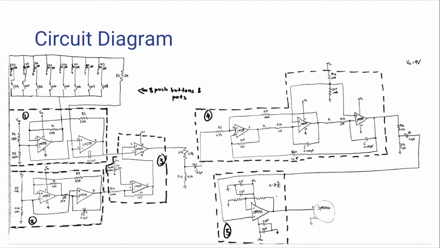Here's the main circuit diagram. In number 1, we have the audio tone oscillator. Number 2, low frequency oscillator. Number 3, the PWM. Number 4, low pass filter. And number 5, the amplifier, which later goes to the speaker.